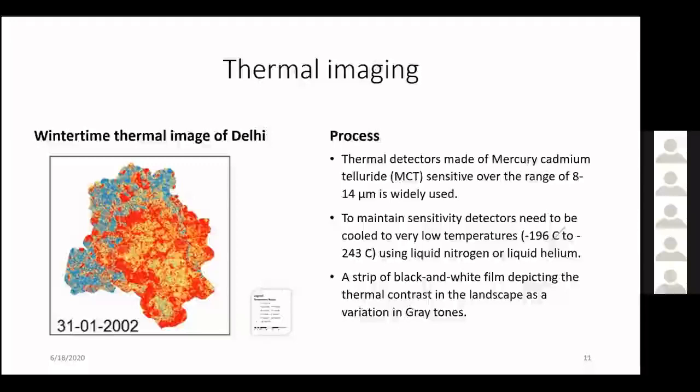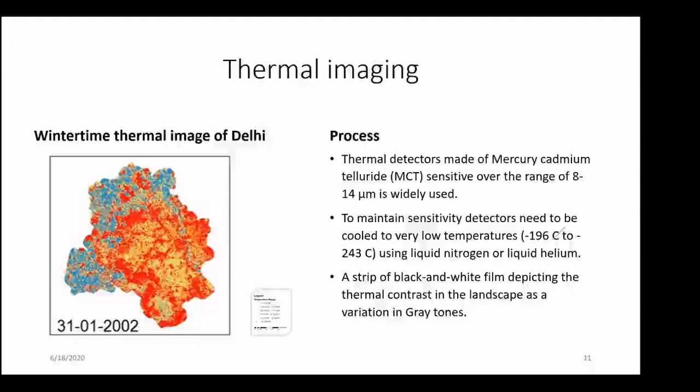This shows the temperature difference between the objects, whereas the other passive systems talk about reflection. Here it talks mostly about the temperature difference between object A and object B. So based on that, we are able to identify and distinguish objects. The sensitivity of detectors is maintained with the help of liquid nitrogen in general cases. There are many thermal remote sensing sensors in the market, but the most common one is mercury cadmium telluride. This generally helps you cover observed temperature changes in the landform over a larger area.